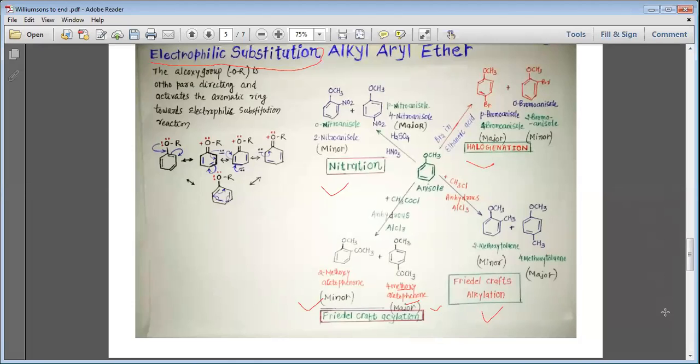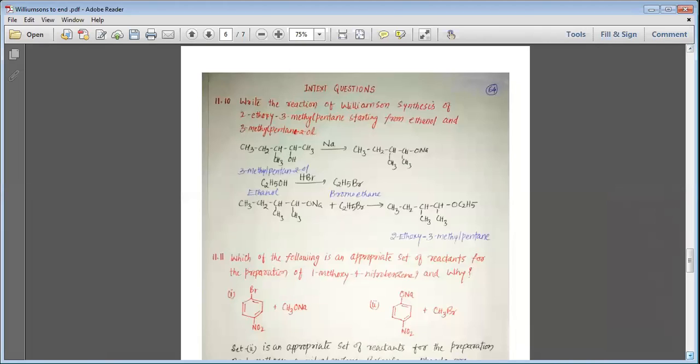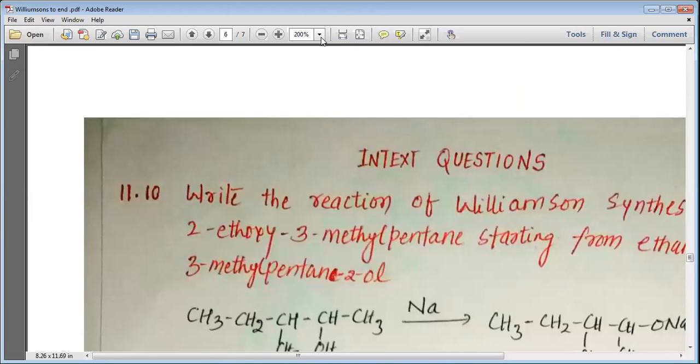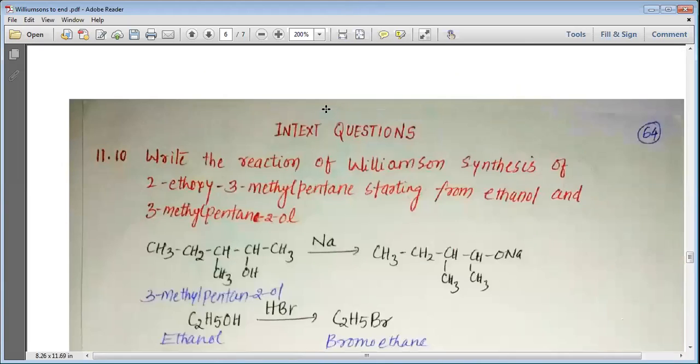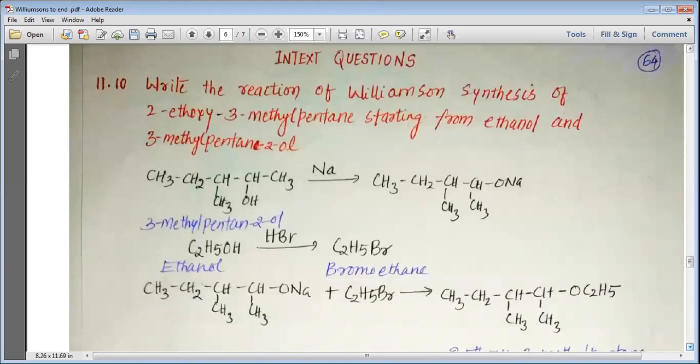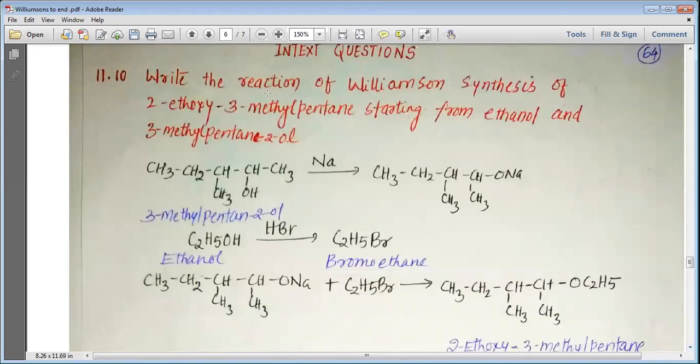Okay, then let's move and solve few of the in-text questions from the textbook. Let us pay attention to this. Let us study the various in-text questions that we need to study. First, we'll go with the in-text question 11.10. Write the reaction of Williamson synthesis of 2-ethoxy-3-methylpentane starting from ethanol and 3-methoxypentane.